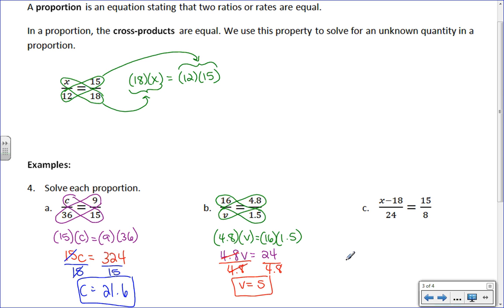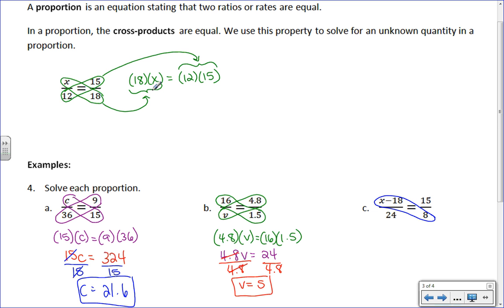Okay, and on this last one, this looks a little bit different, because now when we look at the cross product, this isn't just a single variable. It's not just x, it's x minus 18. Well, still, the cross products will be equal. It's just how we multiply these that'll look a little different. But just like I've done in the past 3 parts where I found those cross products, I've taken whatever's in each of those parts of the proportion and just put them in parentheses to show the multiplication. And there was a reason for that.